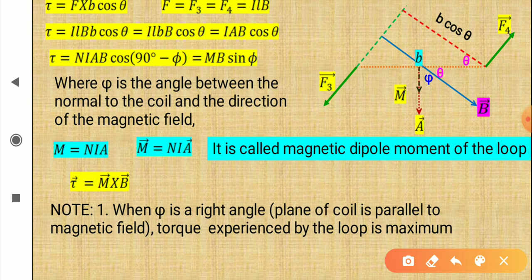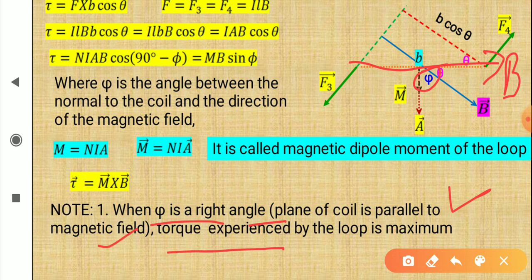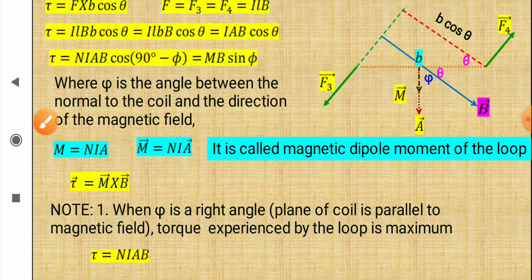Let us see special cases. When this phi is a right angle, say the magnetic field is along this direction. Okay? So plane of the coil is parallel to magnetic field, then the torque experienced by the loop is maximum. That means if the plane of the coil and magnetic field are along the same direction, then the area vector and magnetic field will be perpendicular and torque experienced by it will be maximum. It will be equal to MB or NIAB. Right?